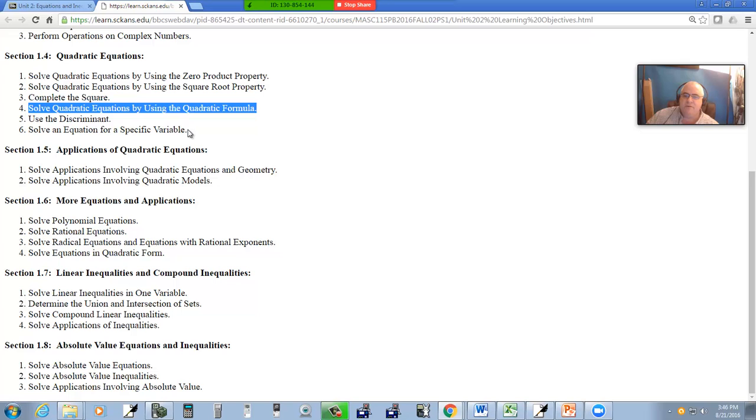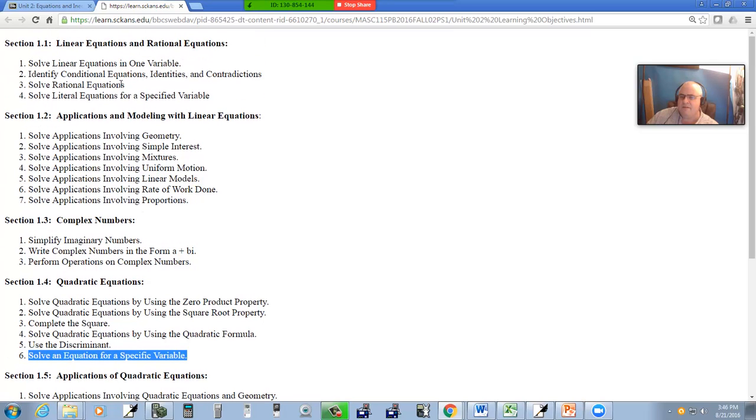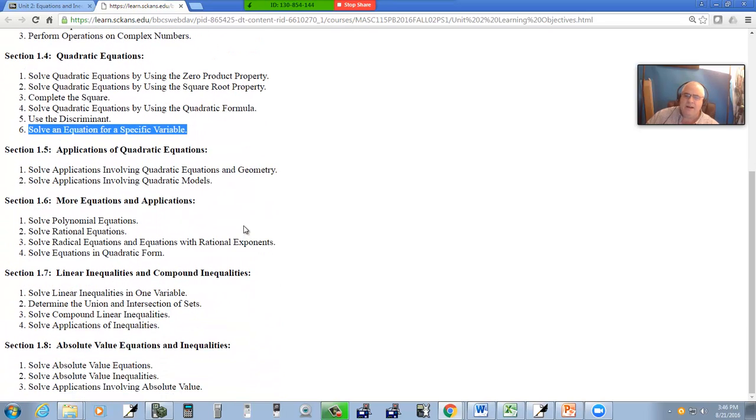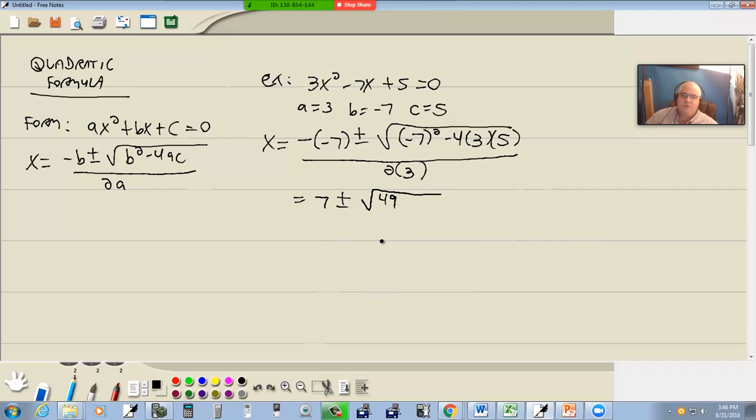Solve an equation for a specific variable. This is using all the same steps that we did up above, where we solve literal equations for a specified variable. So here the only difference is that you may have to use the square root property. Let me show a quick example.